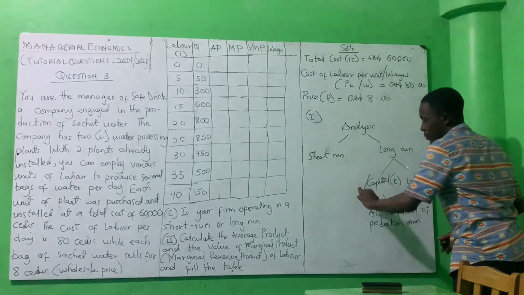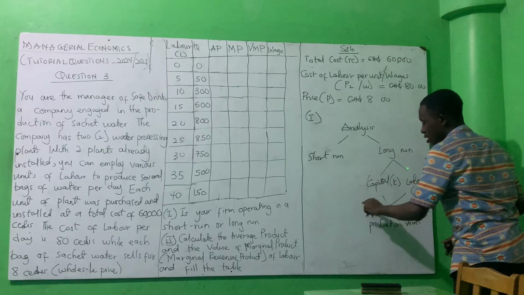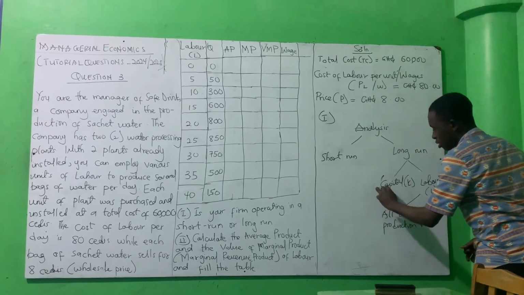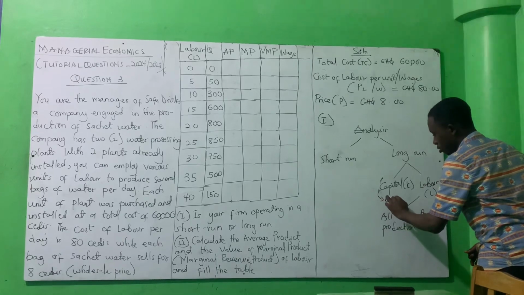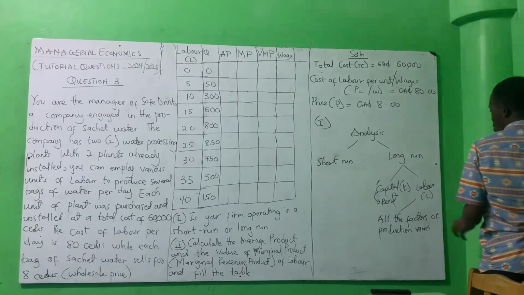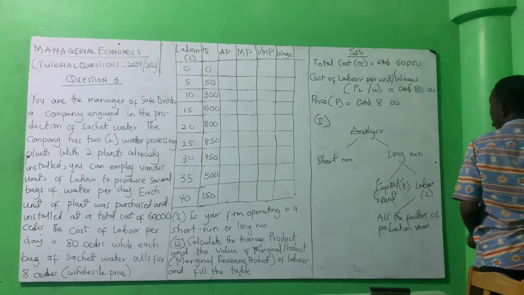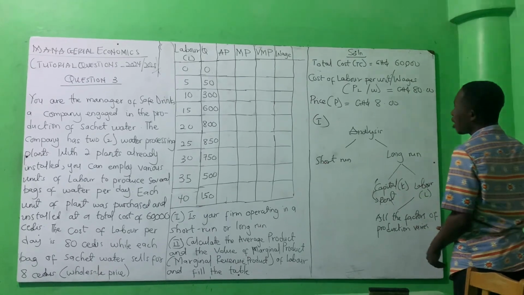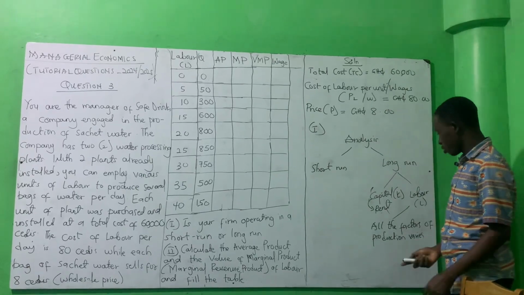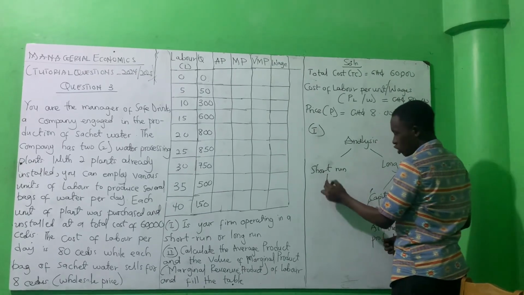In case you don't see capital, you see rent. It's the same thing. Another name for capital is rent. So capital is the same as rent. Now, this is labor. But when you are given cost of labor per unit, remember, as I said, that is PL. So now, let's move to the short run.